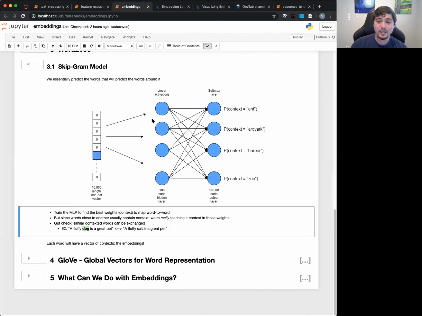All right, so the main idea here is that we're tricking the neural network to make these embeddings for us and find the context, and that's what's going to be in this vector. Now, each of these words will have a vector of context, which we call the embeddings. And with the embeddings, we can do all the really cool stuff with features. Okay, so that's one.